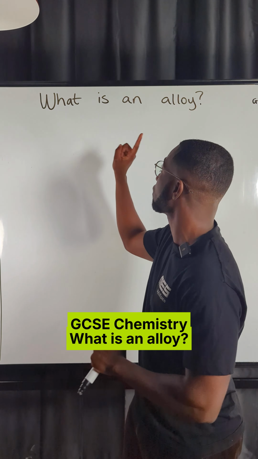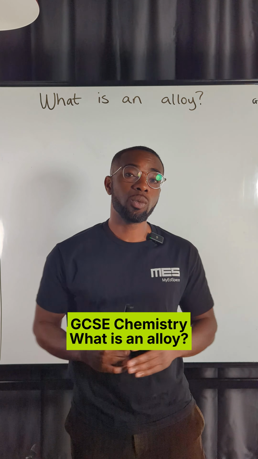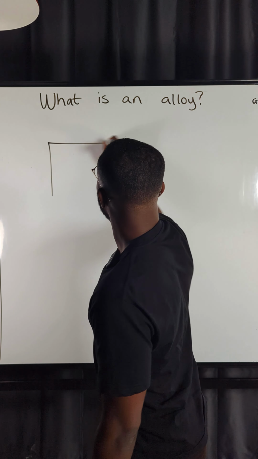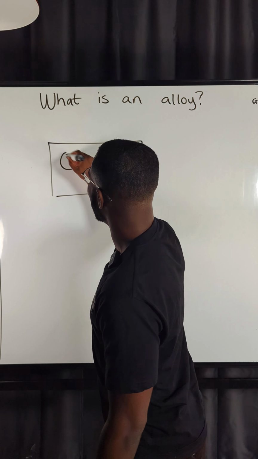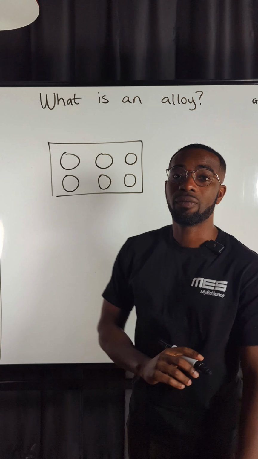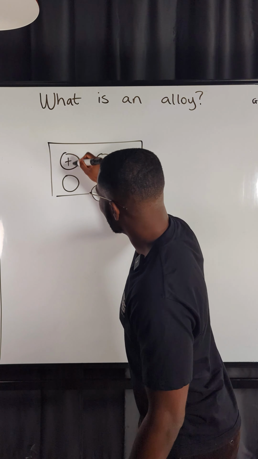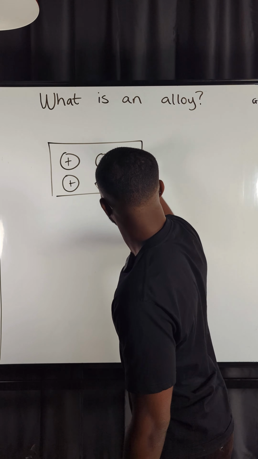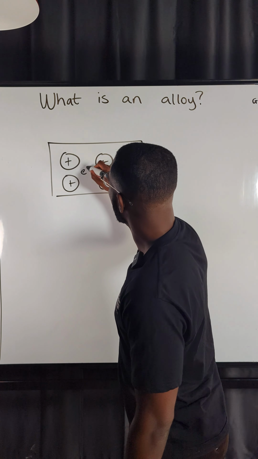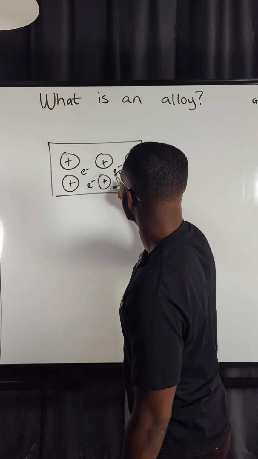Today, we're asking ourselves, what is an alloy? To understand what an alloy is, firstly, you need to know what metallic bonding is. So, in metallic bonding, we have a lattice. So that just means a regular repeating structure of cations. So here, a cation is a positively charged ion. So that's the metal cations. And in between, we've got a sea of delocalized electrons.